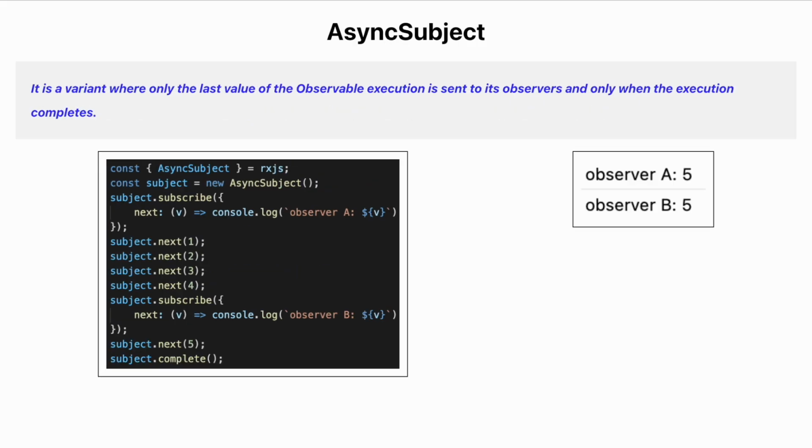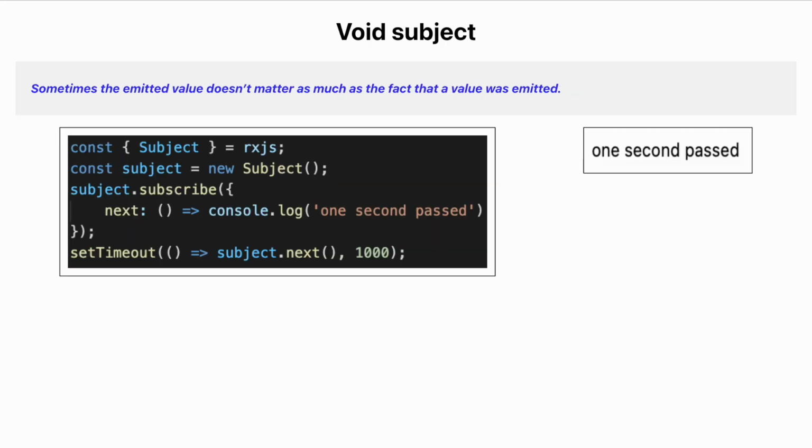AsyncSubject. It is a variant where only the last value of the observable execution is sent to its observers, and only when the execution completes. For example, here only value 5 is sent to its observers. Void subject. Sometimes the emitted value does not matter as much as the fact that the value was emitted. For example, here the subscribe method will be called after 1 second and does not require any value.